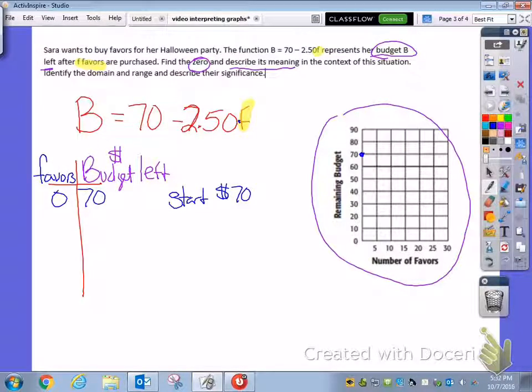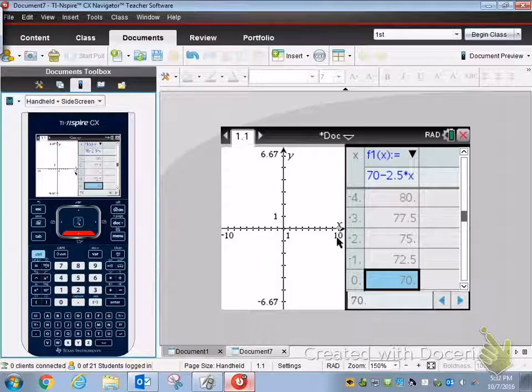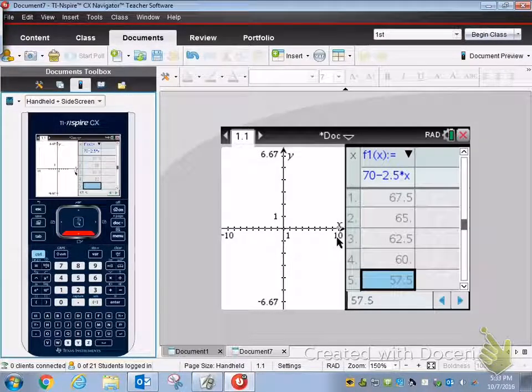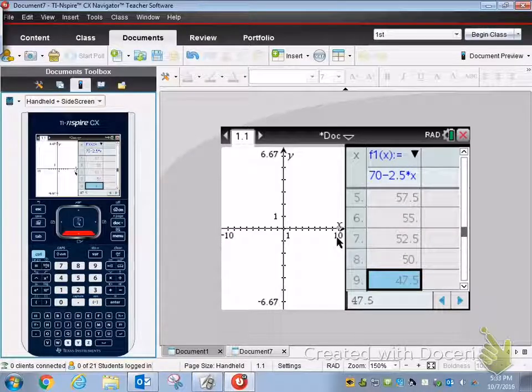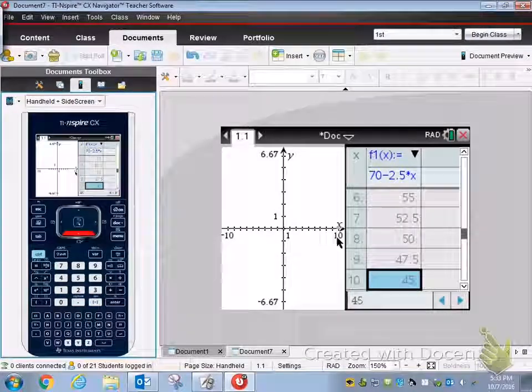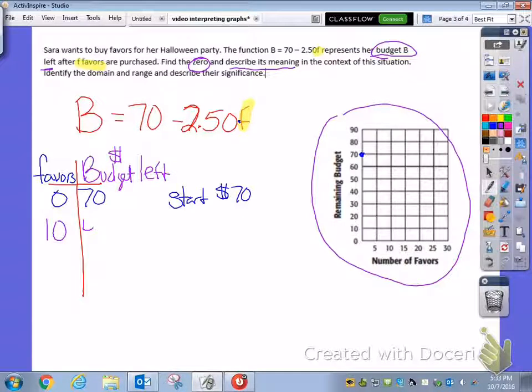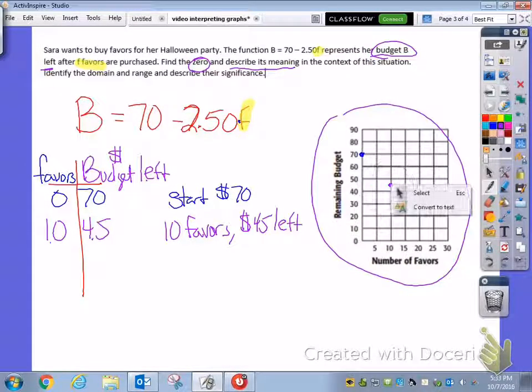Okay? So let's see what we had next on our table. So scroll down, and there was a 5, and there was 10. Let's go down to the 10. All right, 10 is 45. So when I buy 10 favors, because 10 is in the F column, I have $45 left. So I have $45 left to either buy a cake or ice cream or whatever I need to buy. So 10 goes with 45.